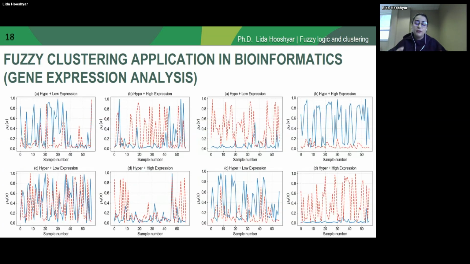The four figures on the left side of the slide show the membership degrees of genes that are oncogenes, and the four on the right side show genes that are tumor suppressors. The red color shows the tumor samples, and the blue ones are the normal samples. These show the membership degrees of the genes.